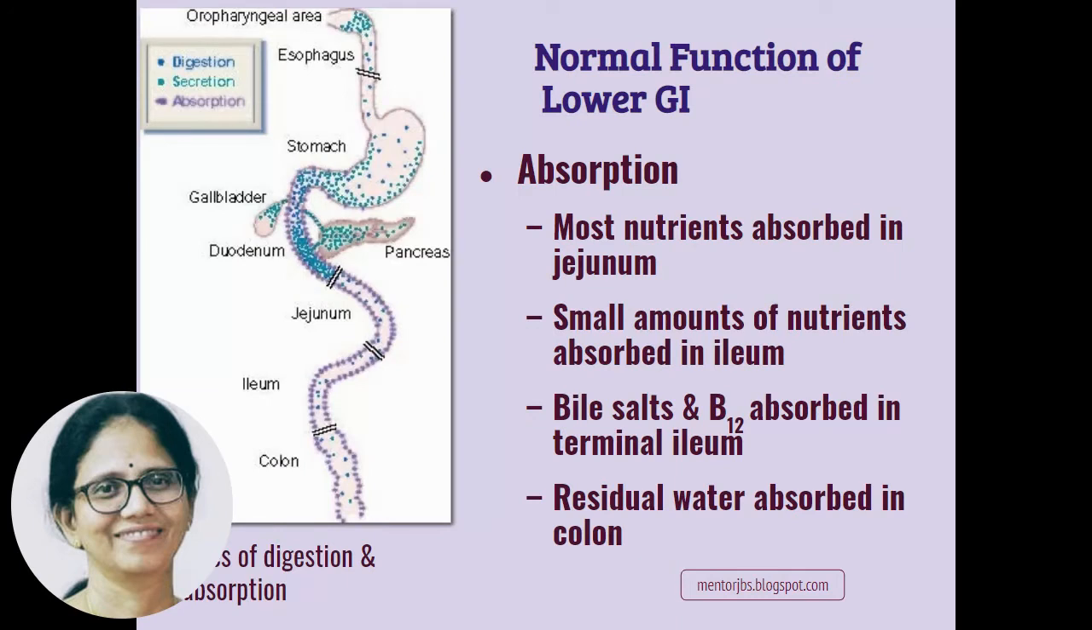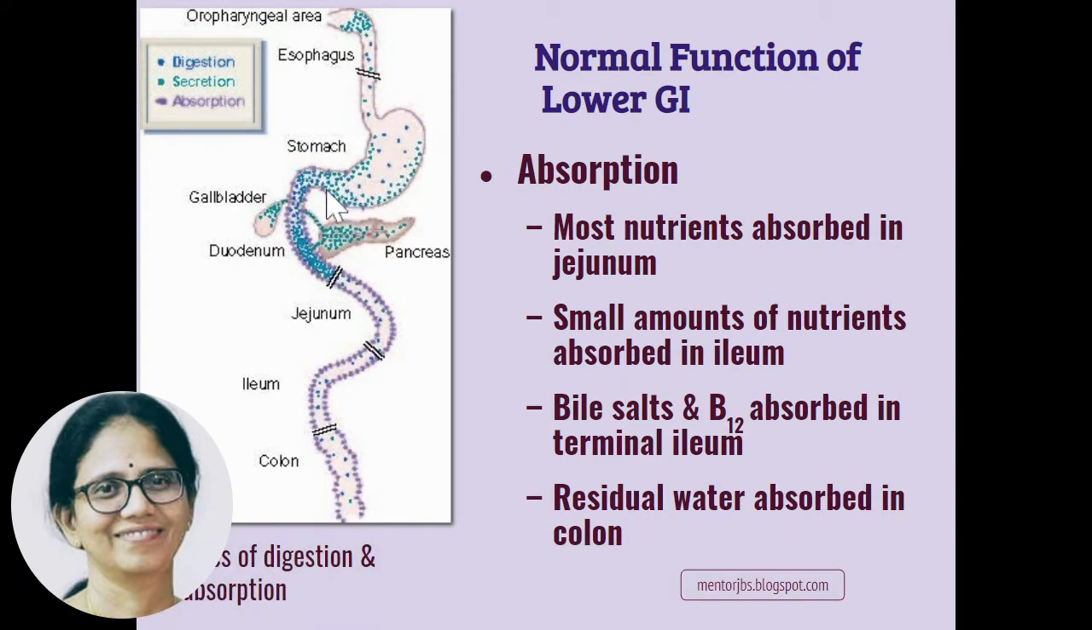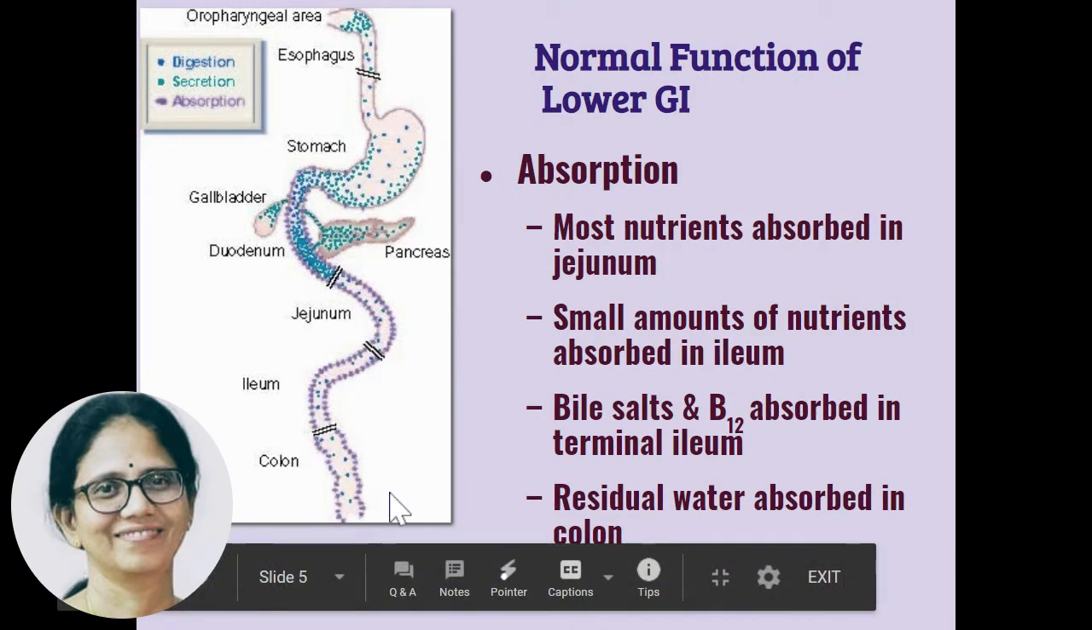The normal functions of the lower gastrointestinal tract include mostly absorption: absorption of nutrients which are left over by the jejunum, small amounts of nutrients absorbed in the ileum, bile salts and B12 absorbed in the terminal ileum, and residual water absorbed in the colon. As you can see from the picture, the different colors indicate the different sites of action. The digestion and secretion are maximum in the upper GI tract, stomach, duodenum, and jejunum, whereas absorption is maximum only in the lower gastrointestinal tract.